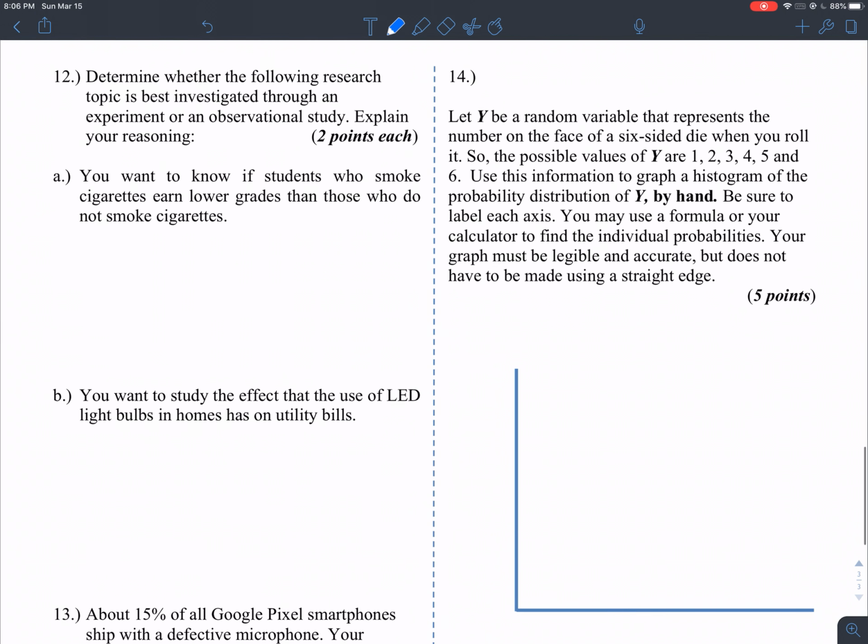All right. Number 12. Number 12 said, determine whether the following research topic is best investigated through an experiment or an observational study. Explain your reasoning. Okay, you want to know if students who smoke cigarettes earn lower grades than those who do not smoke cigarettes.